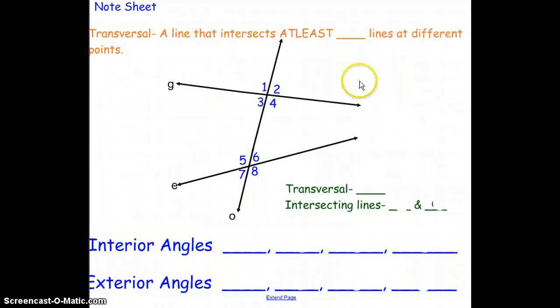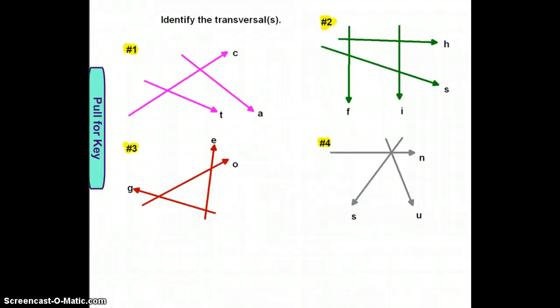Okay, as we move along here, we can talk about a transversal. And a transversal is a line that intersects at least two lines at different points. And it's important that you notice at least and at different points. And we'll look at a couple of examples of that. So let's take a moment and look here.